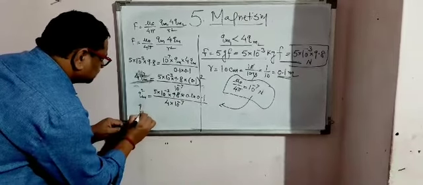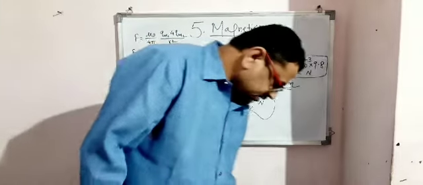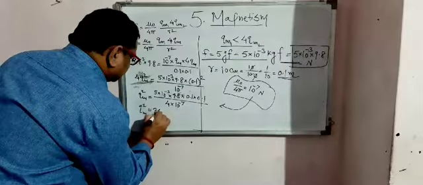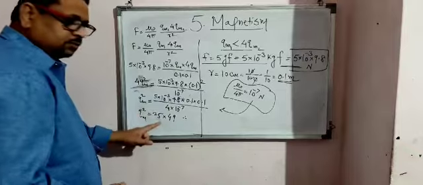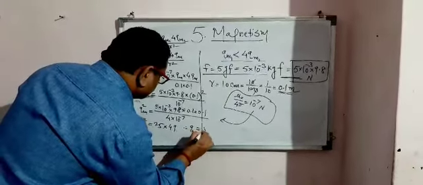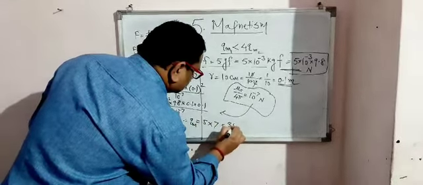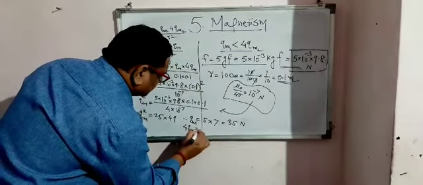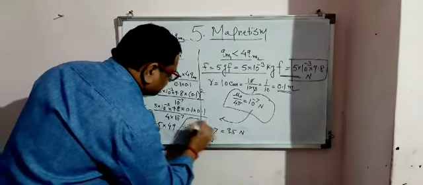So QM square, on simplification you will get 25 into 49. When you take the square root on both sides, you will get QM is equal to 5 into 7, that is equal to 35. And when you calculate 4 QM, that is 140. That will be the answer for this.